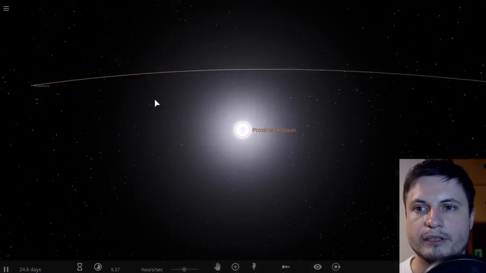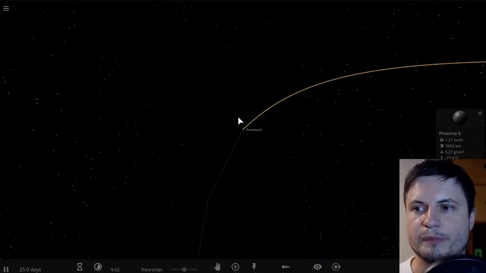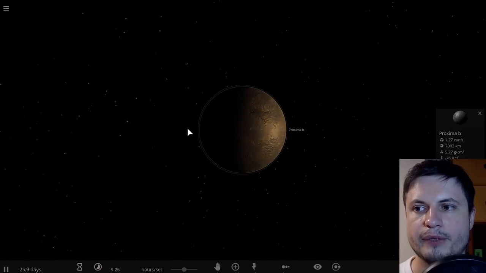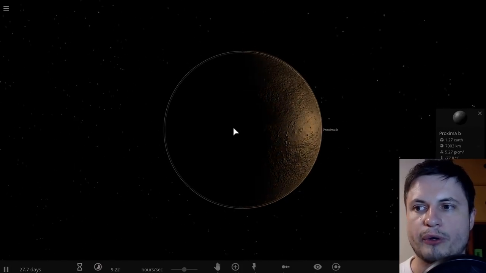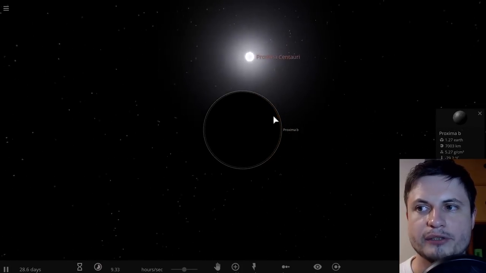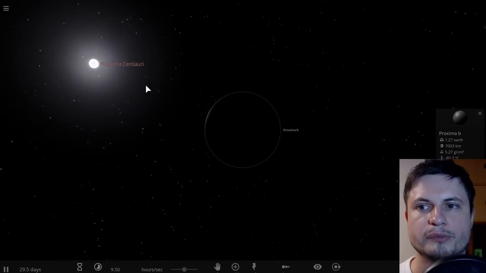And in this particular case, Proxima b, assuming that it's in the same sort of area, will most likely become barren and lose all of its water and atmosphere if it had any, because it's going to be burned by Proxima Centauri.